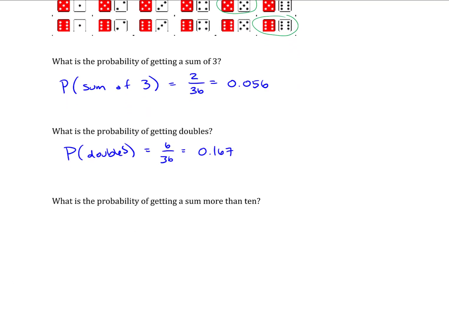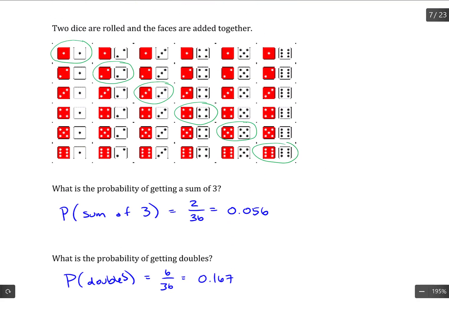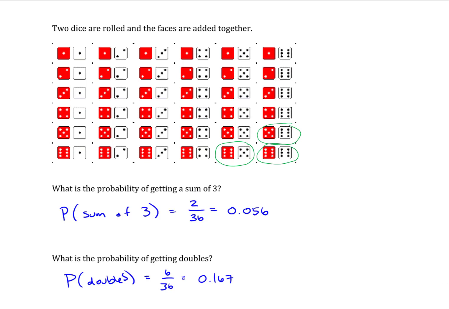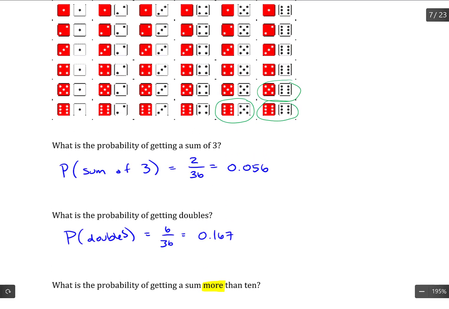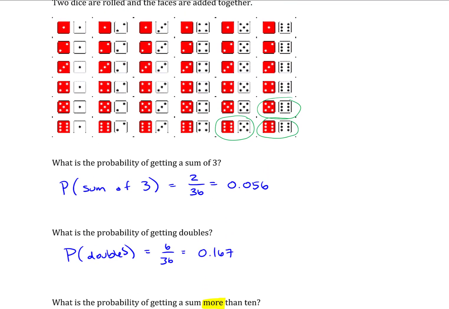What is the probability of getting a sum more than 10? Well, to get a sum more than 10, we need to go through and find out possibilities. Certainly 6 and 6 give 12, which is more than 10. 6 and 5, or 5 and 6, give us a sum that's more than 10, that's 11. But let's be careful because this does say more than 10. So more than 10 does not include 10. So none of the other events give us a sum that's more than 10.